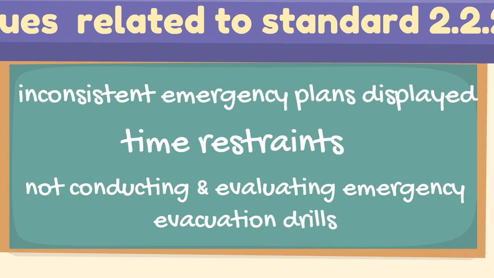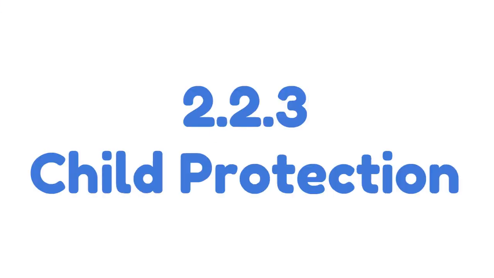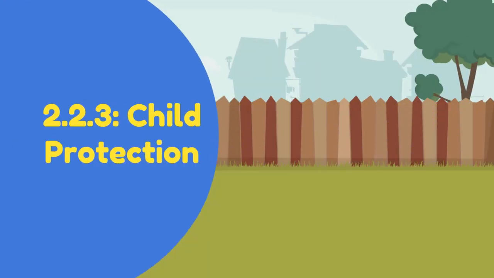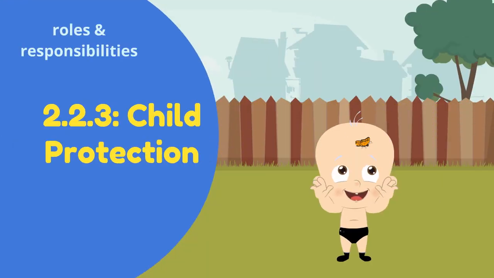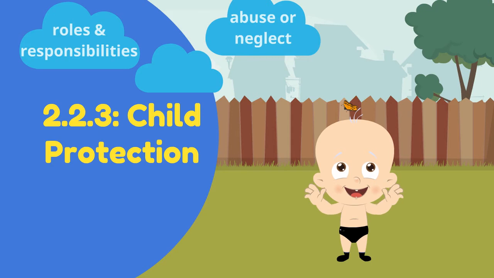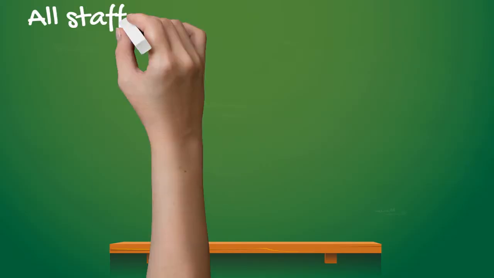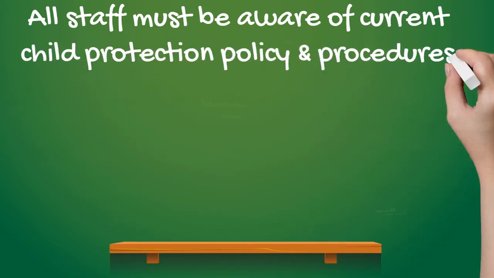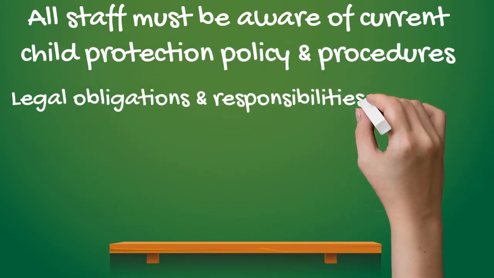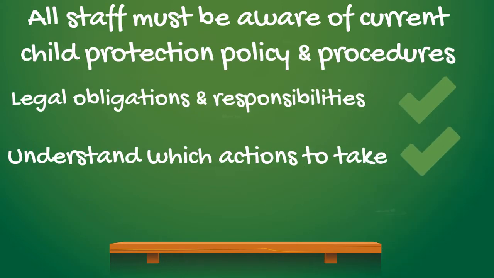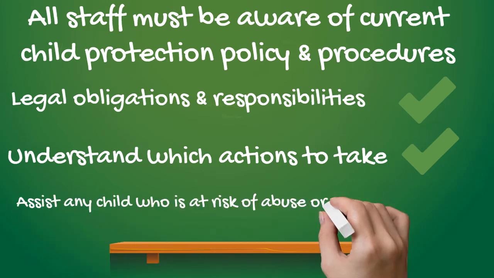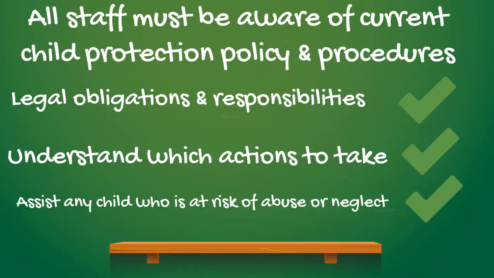The last section of Standard 2.2 is the area of child protection. This area addresses the roles and responsibilities services, educators and other staff have to identify and respond to every child at risk of abuse or neglect. It is vital that all management, educators, assistants and other staff members be aware of current child protection policy and procedures, including their legal obligations and responsibilities, and understand which actions to take when required to assist any child who is at risk of abuse or neglect.